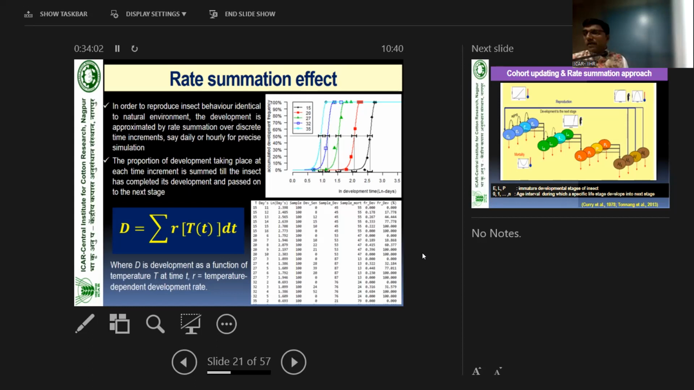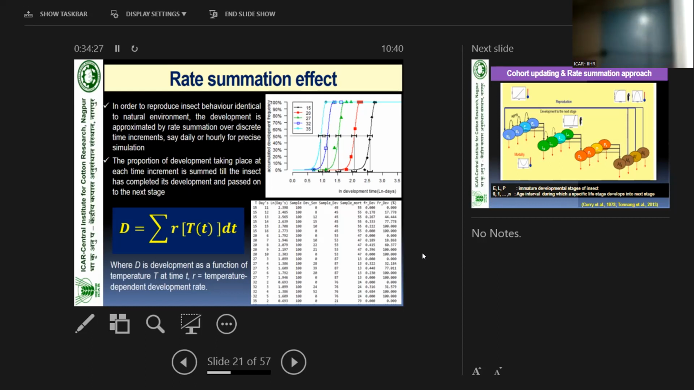There is summation of development, meaning continuous development from day 1 to day 5 is not taken. Fraction or proportion of development, if development is considered as 100, see that graph. From our table also you can see whether it is visible to you. Is the table visible? Not at all visible.